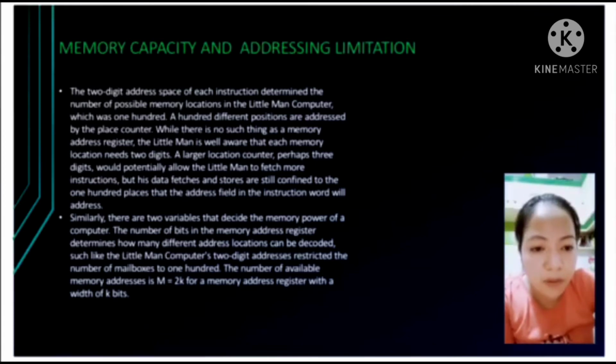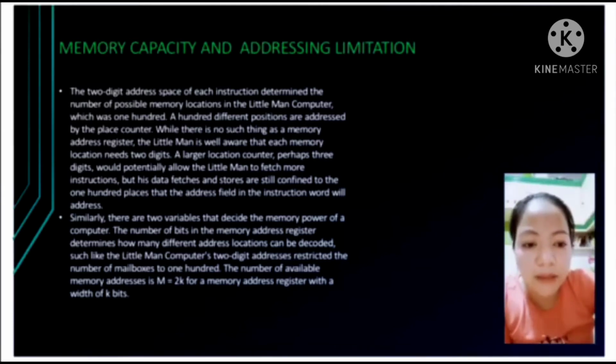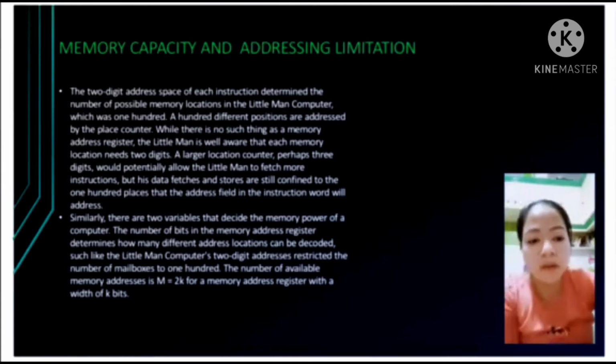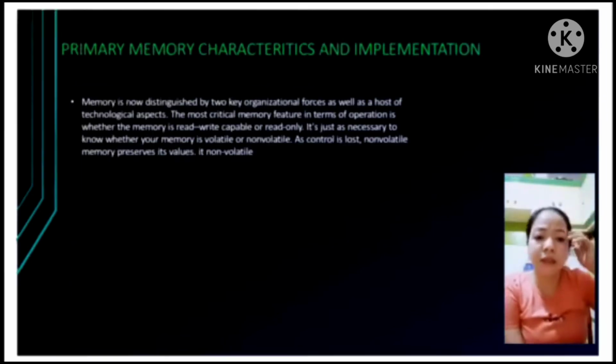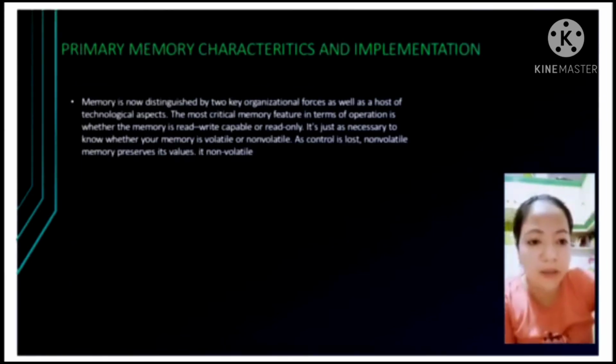The number of bits in the memory address register determines how many different address locations can be decoded, such as the Little Man Computer's 2-digit addresses restricting the number of mailboxes to 100. The number of available memory addresses is m equals 2^k for a memory address register with a width of k bits.